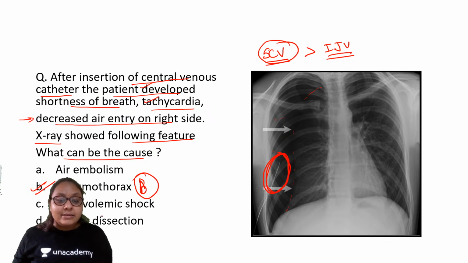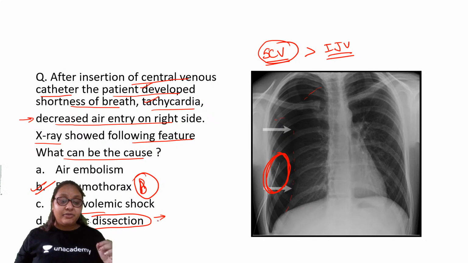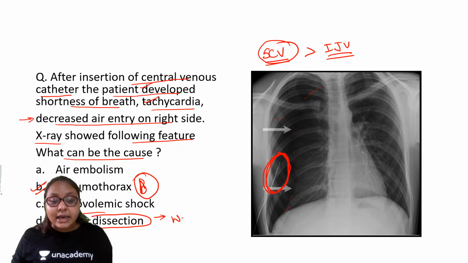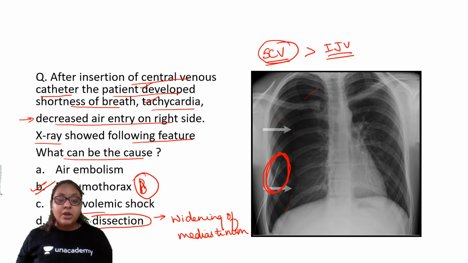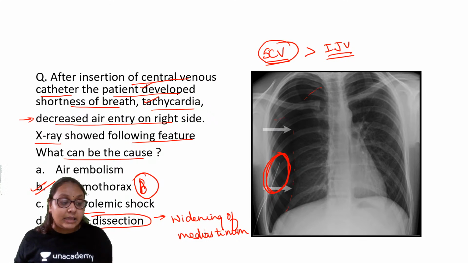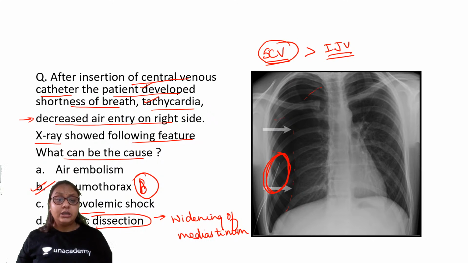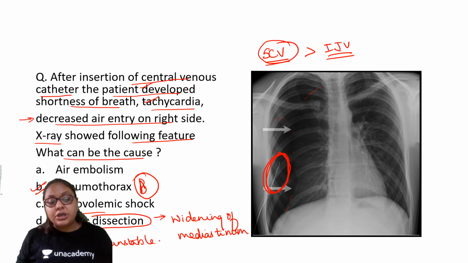Now why is it not aortic dissection? In aortic dissection, what X-ray finding will we get? We will find that there is widening of mediastinum. So these features are seen in aortic dissection. If the patient has aortic dissection, the patient will be hemodynamically unstable.